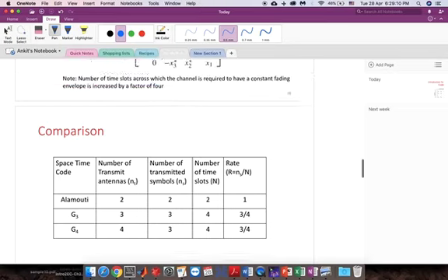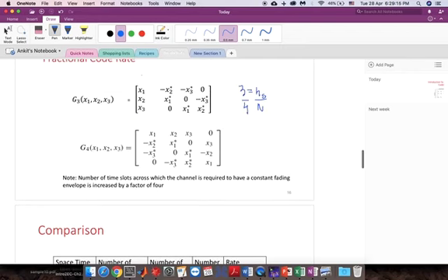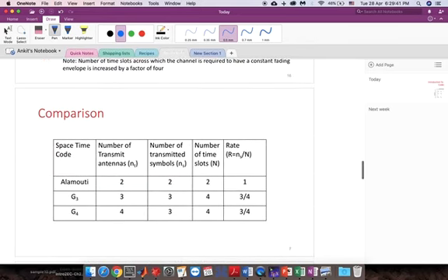Similarly, for the G3 matrix shown above, how many transmit antennas? See, in the first column, we need 3 transmit antennas to transmit x1, x2, and x3: transmitter 1, transmitter 2, and transmitter 3. Whereas in G4 we need 4 transmit antennas. Except for that, everything is the same here.